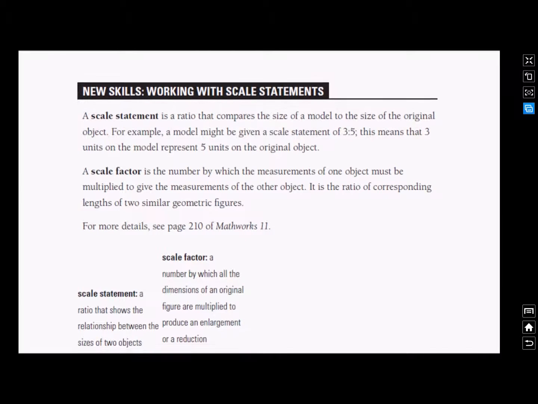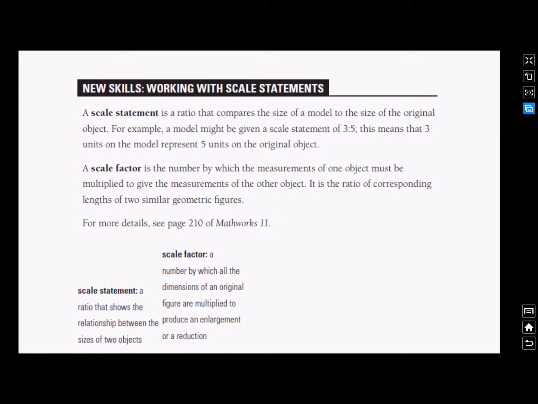And a lot of models are given this way. For example, if any of you do model car building, a lot of common sizes like 1/120th or 1/200th basically mean that, taking a 1/120 scale, 1 unit on the model is actually 120 units on the original object. Or a 1/270th model, 1 unit on the model is 270 units on the actual object.